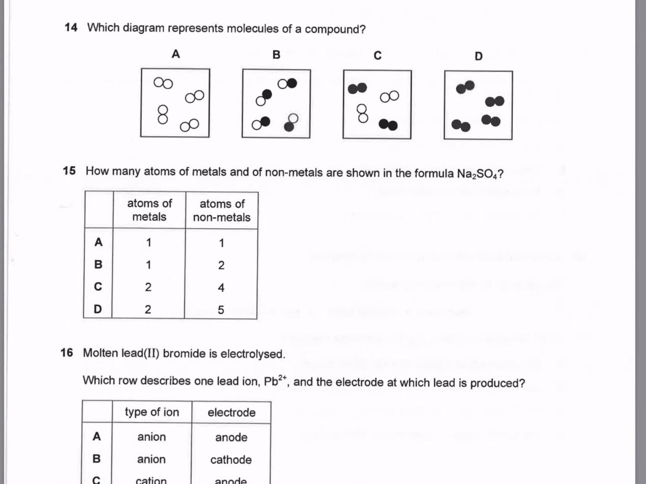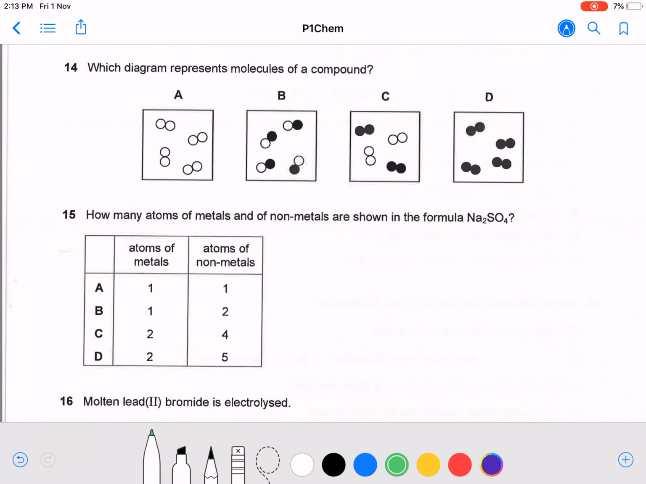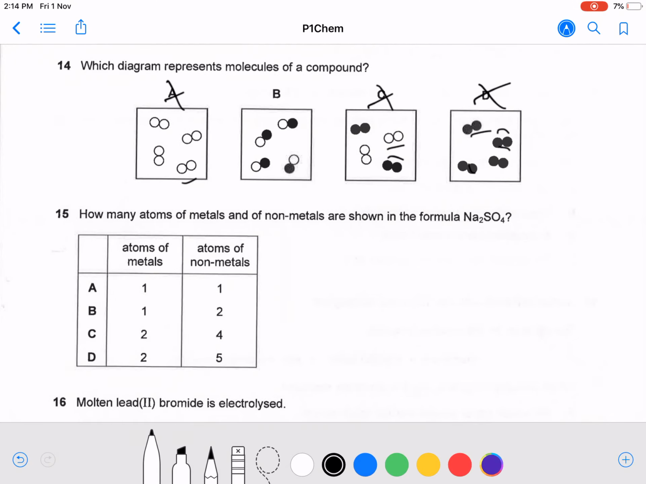Okay, which diagram represents molecules of a compound? A compound has a specific ratio of elements to each other in the compound itself. These are two of the same, so it's not that one. These are two different types of molecule, so that's not that one. These are all the same type of molecule, so it's not that one. These are a compound because it's two or more elements chemically bonded together, and they're all the same, so the answer is B.